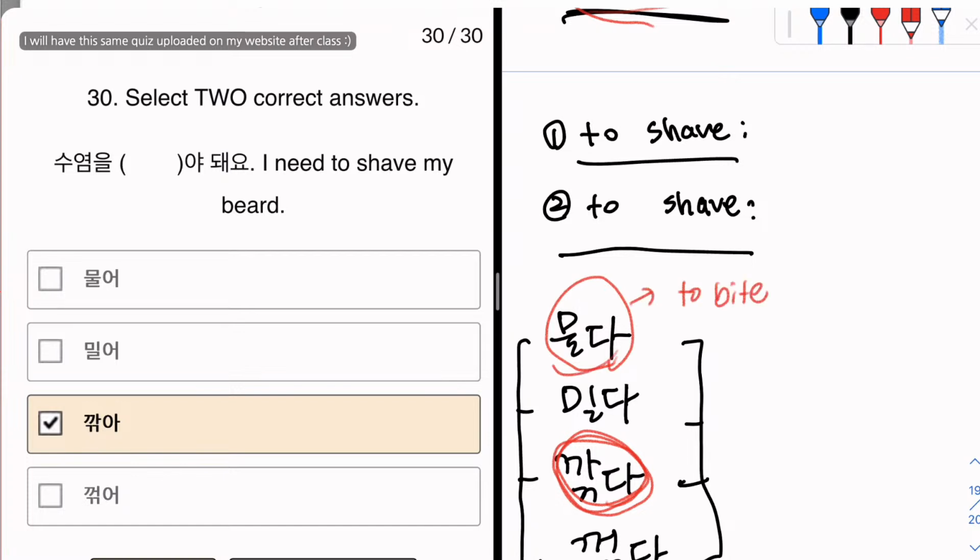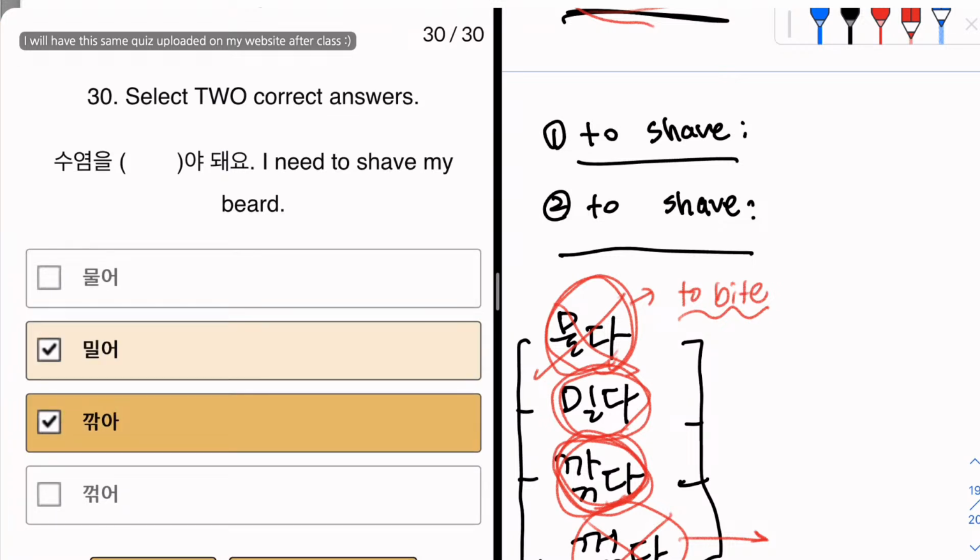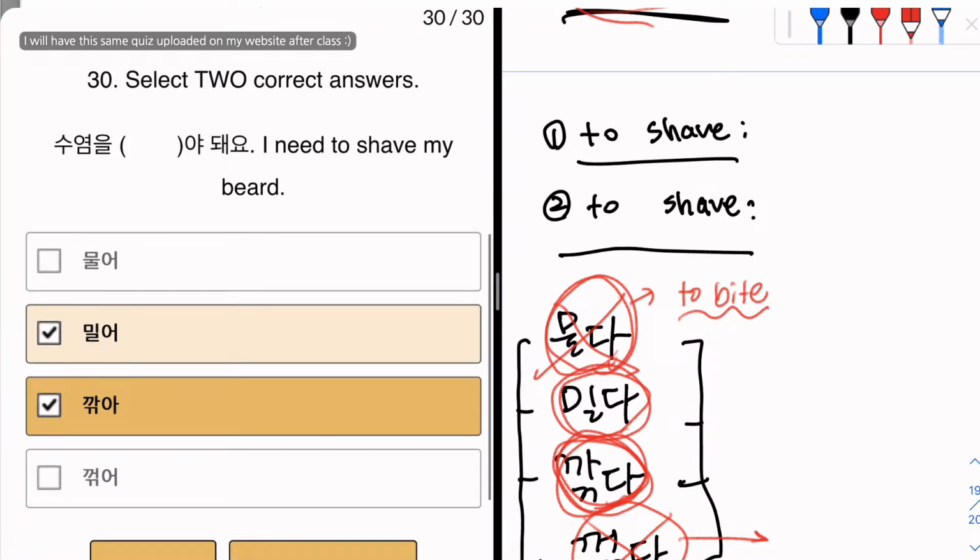I mean, it cannot be used for shaving. It means to bite. And 꺾다 means to break something, to snap something, or to change direction, right? And these 2 cannot be used for shaving. Only 밀다 and 깎다 can be used for shaving. So 수염 means your beard. So you can say 밀어야 돼요 or 깎아야 돼요.